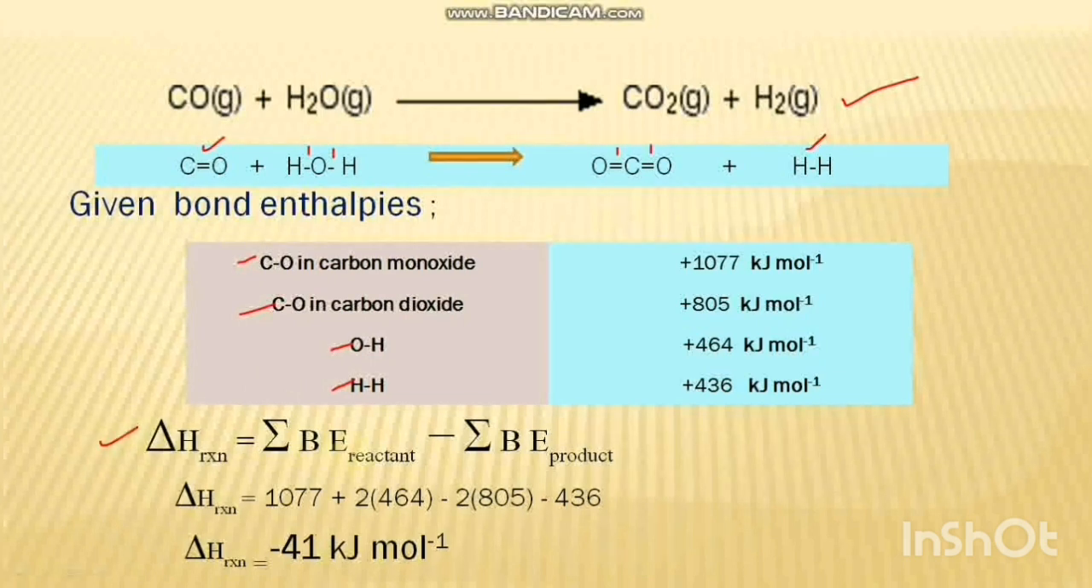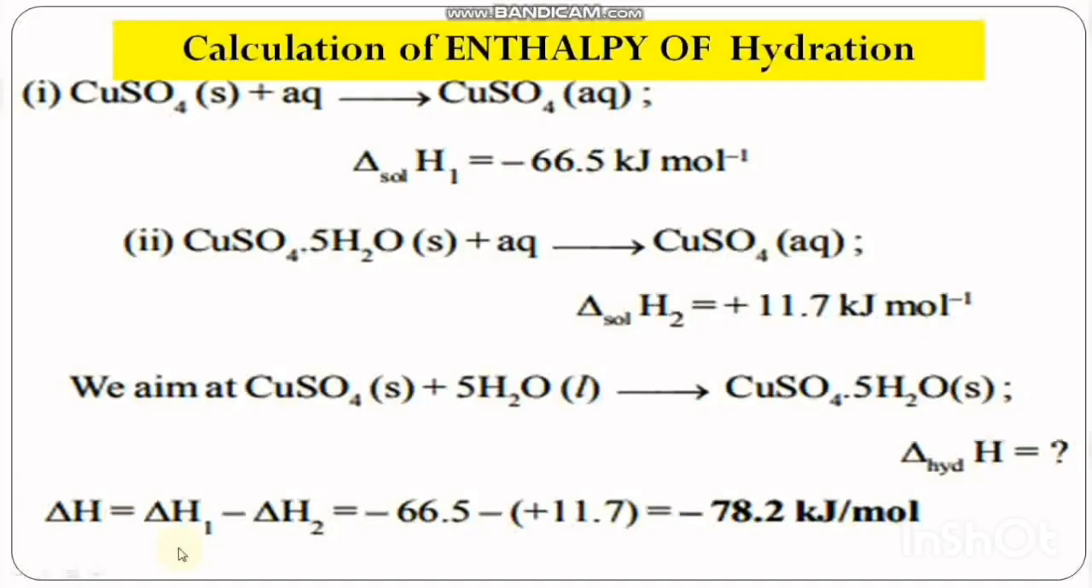By using the relation enthalpy of reaction is equal to sum of bond enthalpy of reactants minus bond enthalpy of products, we can calculate enthalpy of this reaction after substituting the values of bond enthalpies of the reactants and products, and the enthalpy of this reaction comes out to be minus 41 kilojoule per mole.